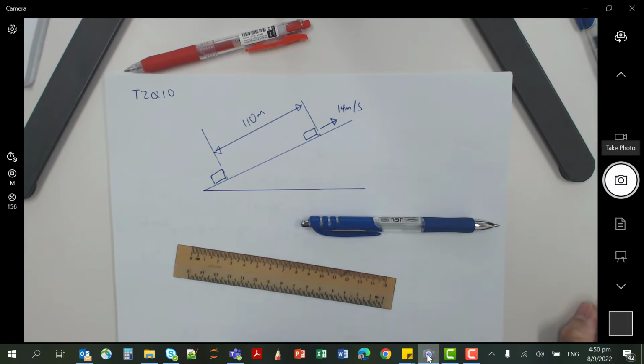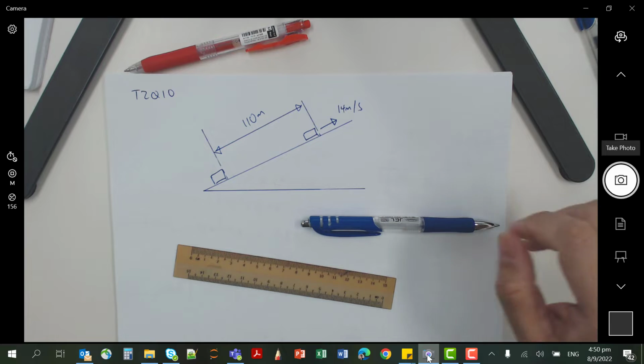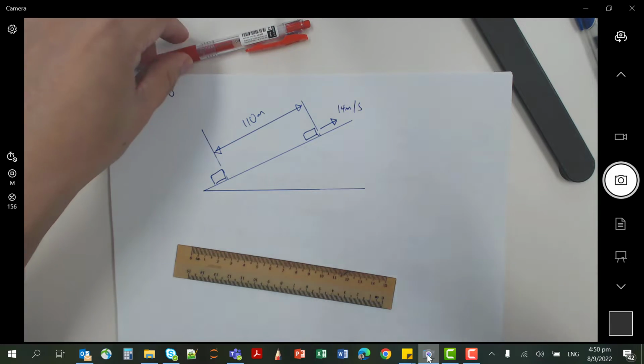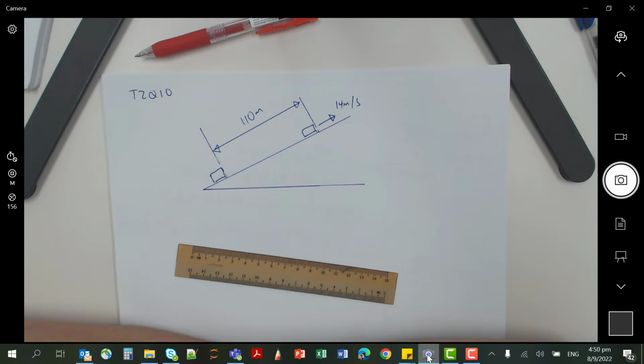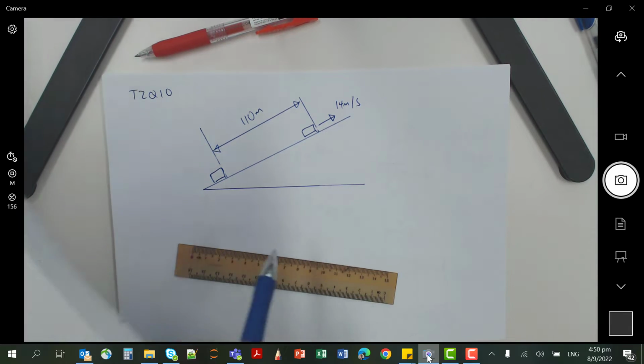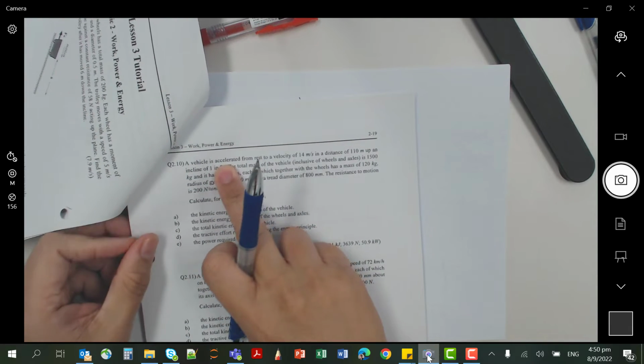Hi, let's look at a full question of the work power energy. Okay, so with that we will look at tutorial 2 question 10. This question is about a vehicle being accelerated from rest.